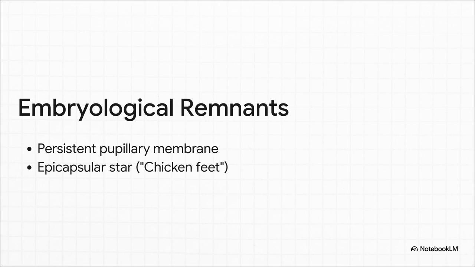Okay, time for a quick ocular pearl before we move on. So, in utero, the developing lens is surrounded by this rich blood supply called the tunica vasculosa lentis, right? Well, when that vascular capsule regresses, it leaves behind these clinically insignificant but highly testable remnants. Always make sure to recognize a persistent pupillary membrane or the classic epicapsular star on the anterior capsule. You'll often hear this colloquially called chicken feet. When you see these at the slit lamp, you now know exactly what embryological phase failed to perfectly regress.